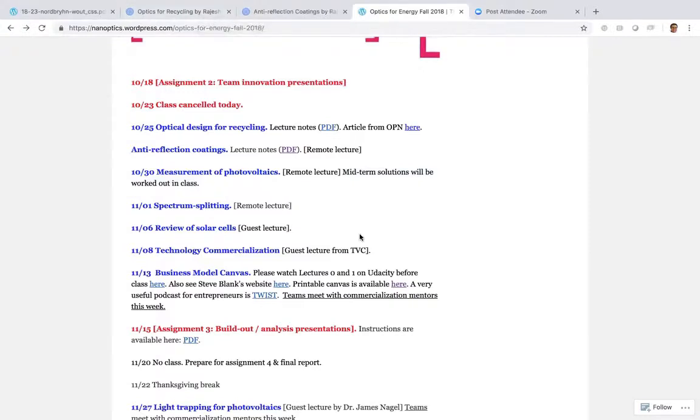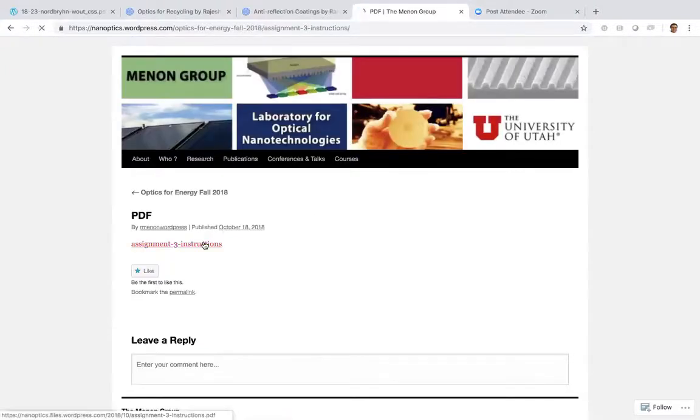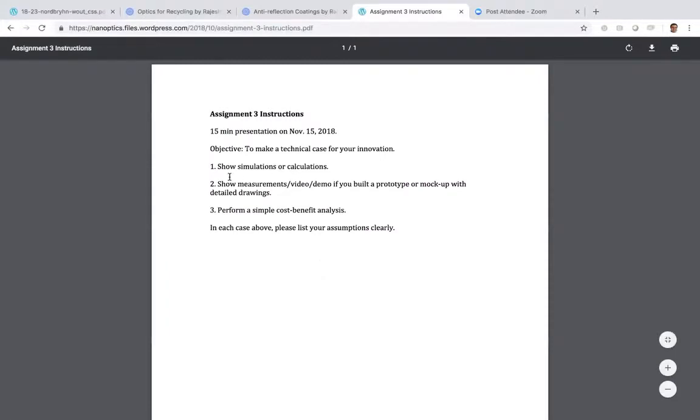Are there any questions before we begin? I have a question for assignment three. Yeah, go ahead. We can do a prototype or simulations. How in depth would the prototype need to be? That's a good question. For assignment three, let's take a quick look at the instructions. There are kind of three things here.